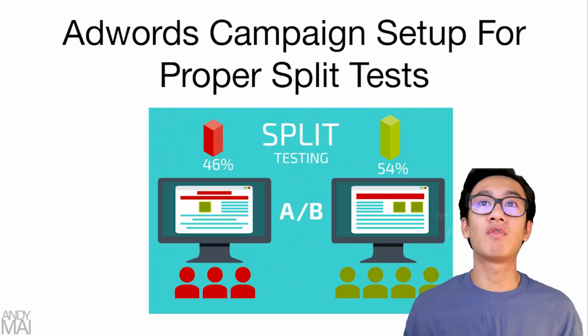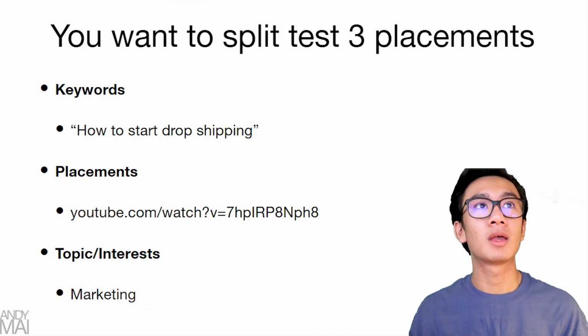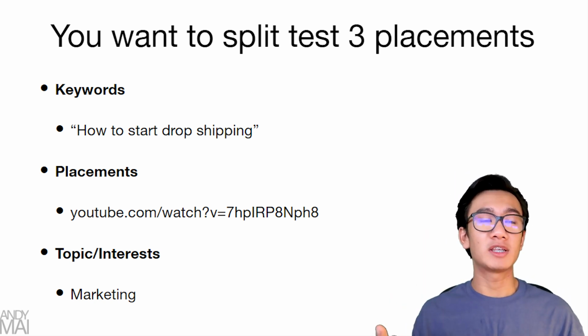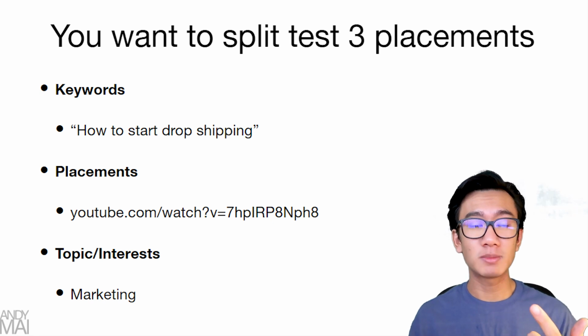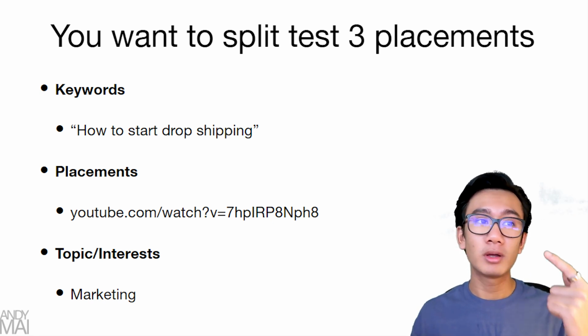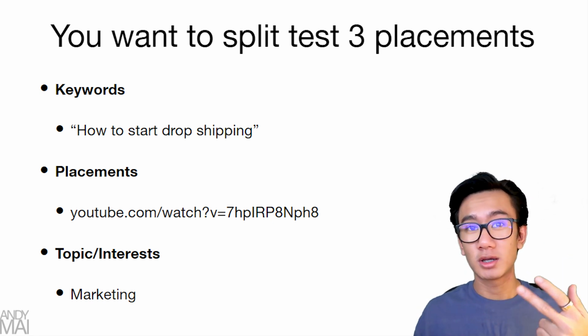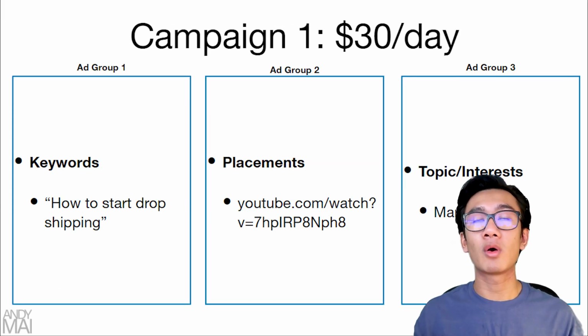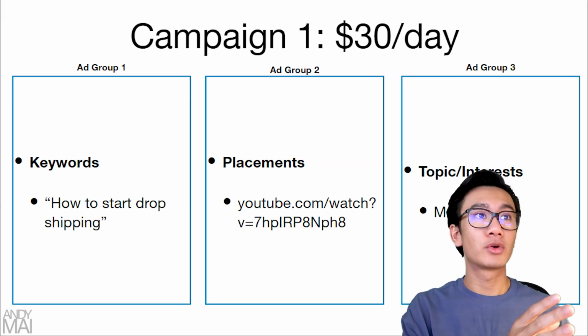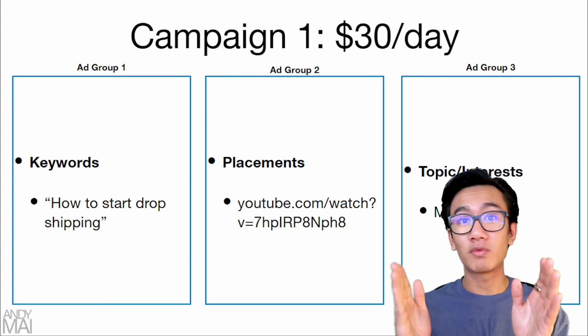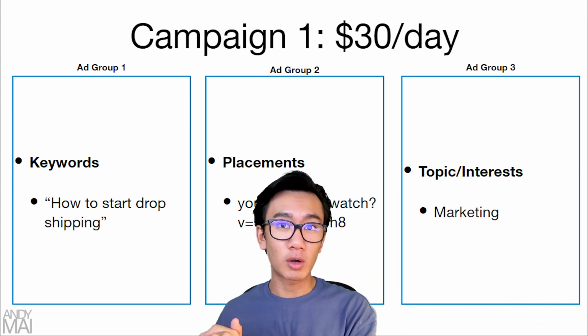AdWords campaign setup for proper split tests. So let's say you want to split test 3 things: keywords, such as how to start dropshipping; placement, a dropshipping related video; and topic/interest, such as marketing. What you do is create a campaign that you set for $30 a day, and then you have one ad group for keywords, one ad group for placements, and one ad group for topic and interest.